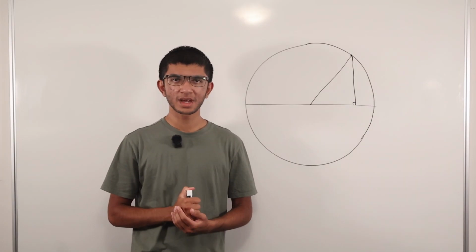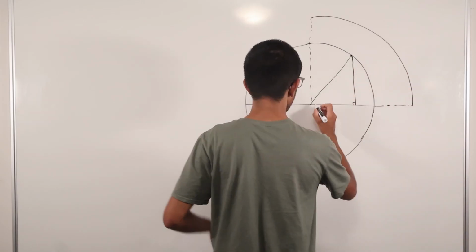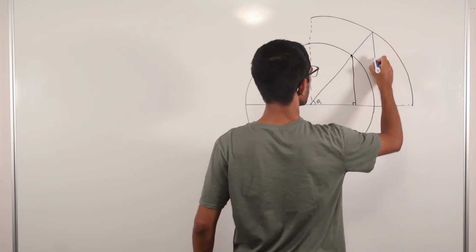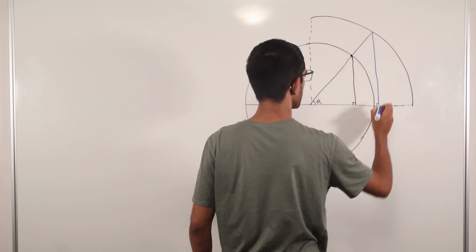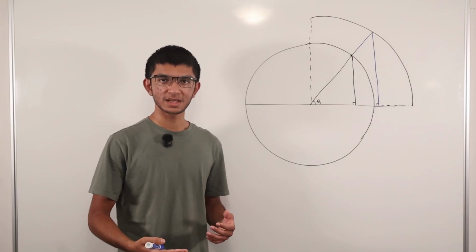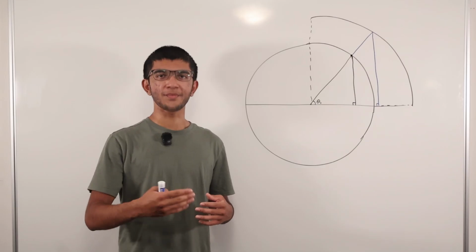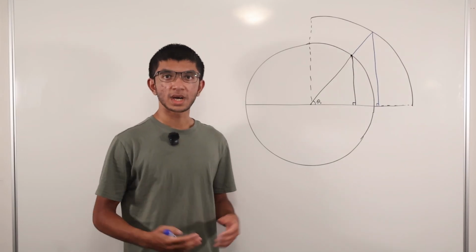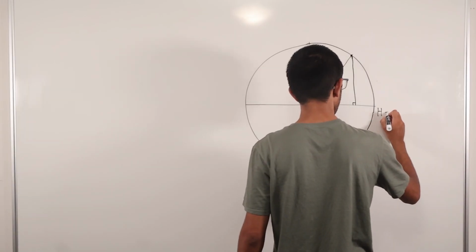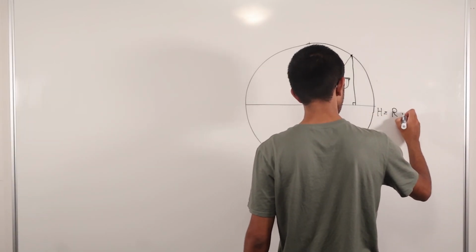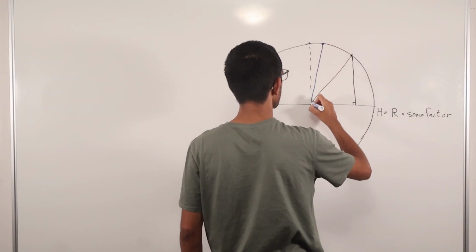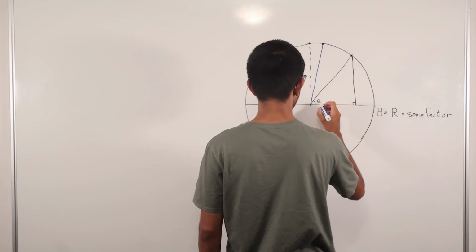Here's the key idea. If we make the circle bigger while keeping the angle the same, the triangle gets bigger, but its shape doesn't change. That means all these triangles are similar, and because they're similar, the height always scales in the same way as the radius. So the height must be proportional to the radius, which means we can write the height as radius r times some factor.